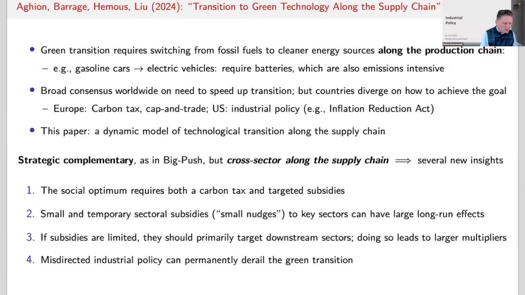Just to make sure I fully understand, because earlier in the first part of the talk, you said we should actually intervene at the top of the supply chain. Correct. Now we say we should intervene at the bottom. What's fundamentally different?